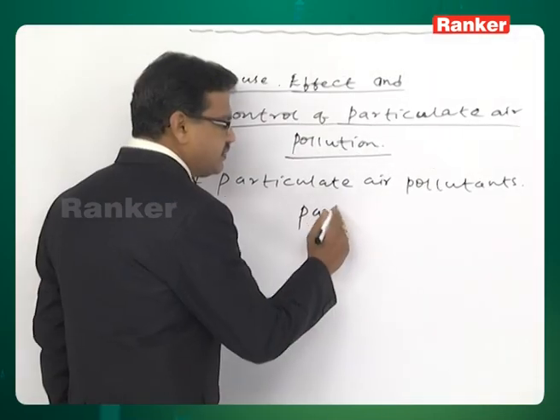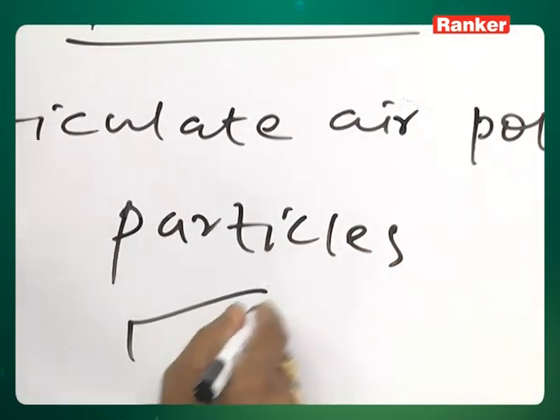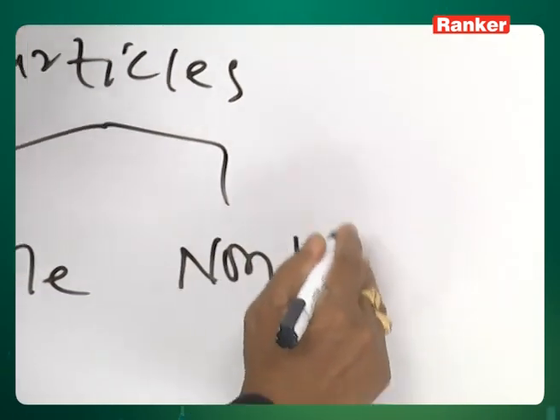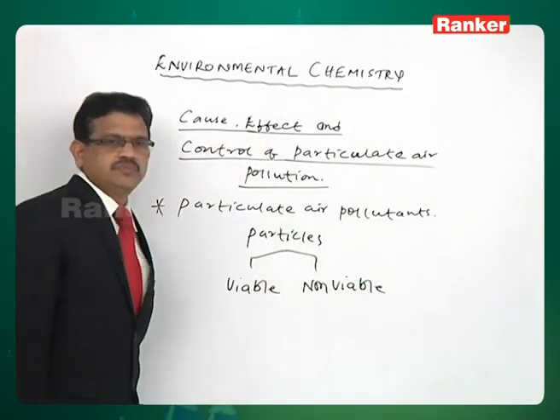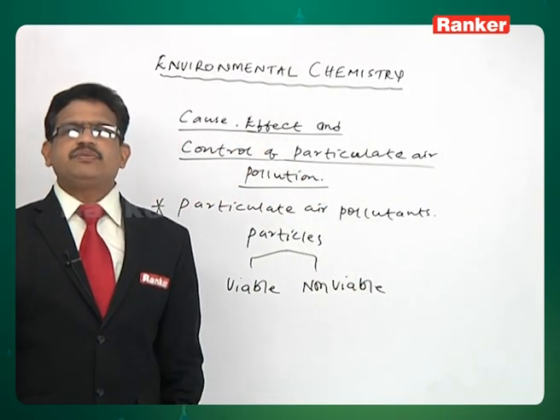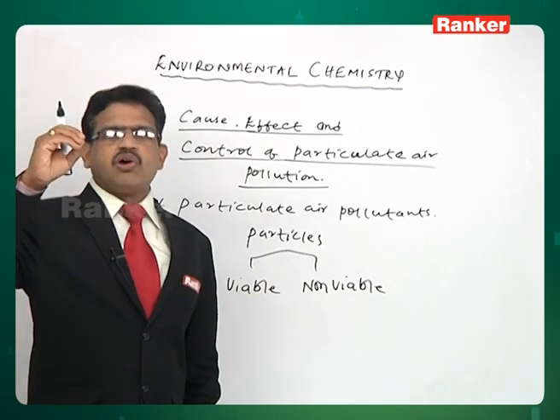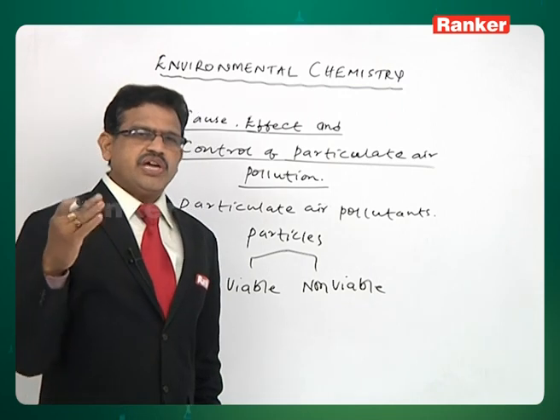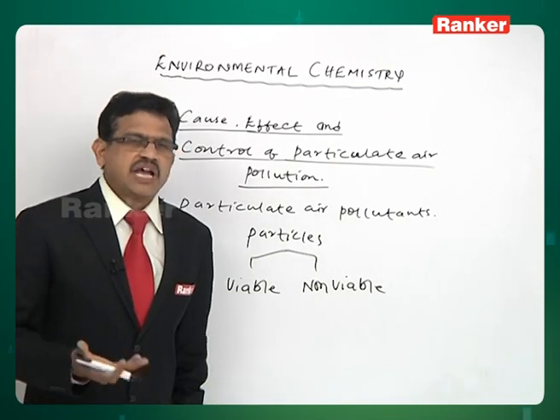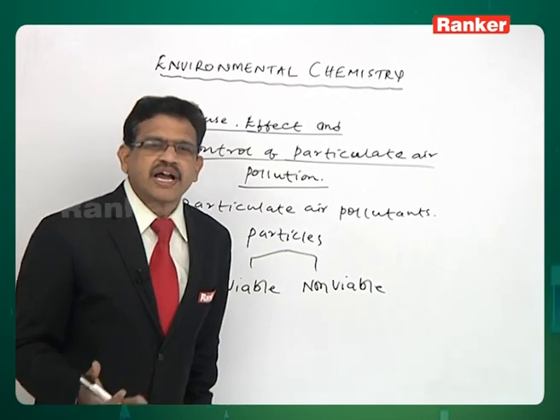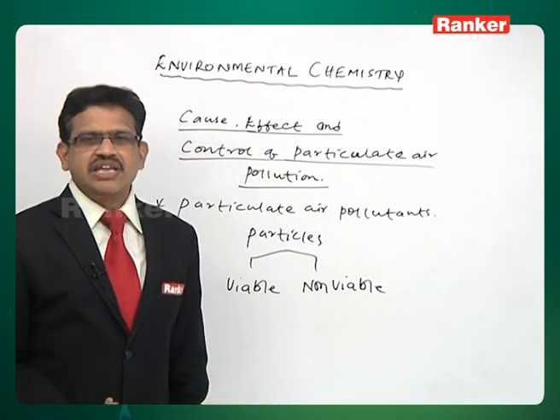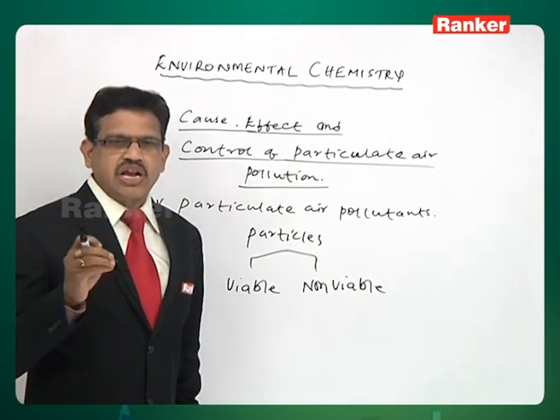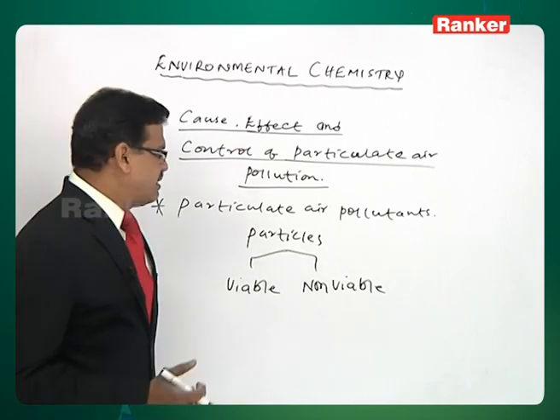The particles, two types, viable and non-viable. The minute living organisms dispersed in the atmosphere. So the particle which is associated with the life is a viable one. Examples: bacteria, fungi, molds, algae, etc. So the one which is having the association with the life, you can consider that as a viable particle.